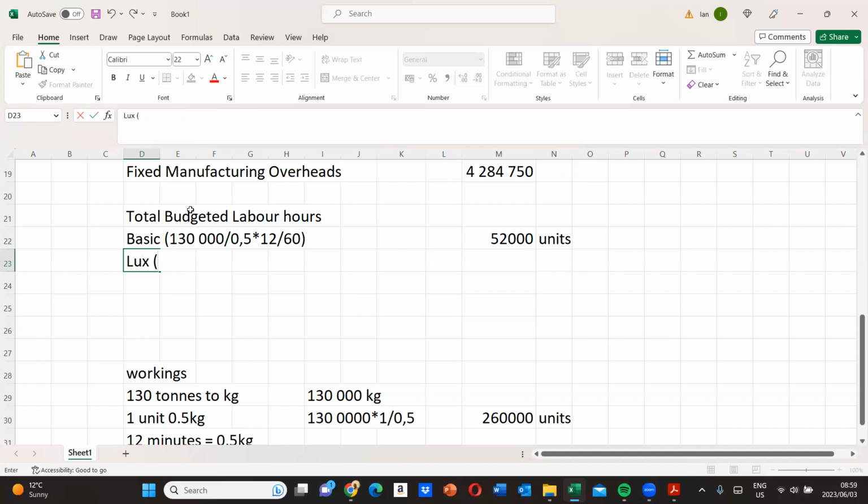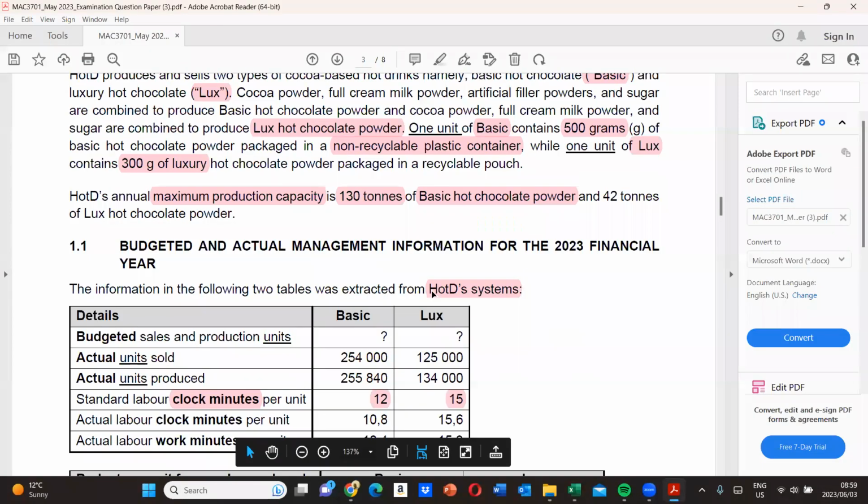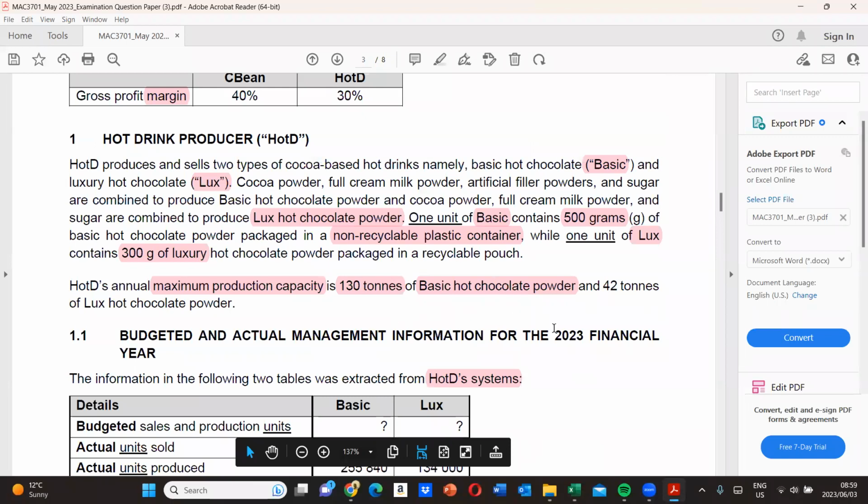So we're done with basic. Let's move on to lakhs. How much are we producing for lakhs? We can see for lakhs we're producing 42 tons. We want to convert now the tons into kgs.